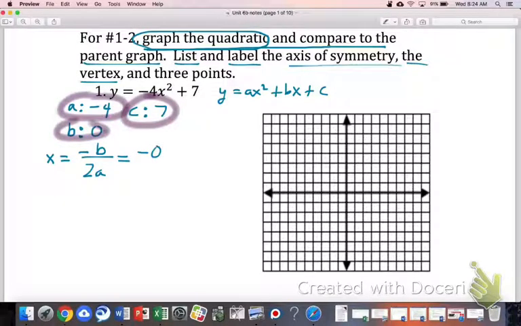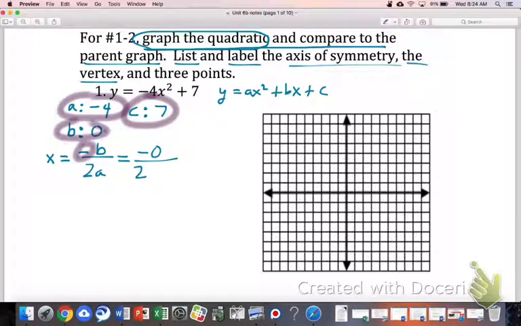Does that make sense? Wait, why is it a -0? Well, the formula is -b over 2a. And what's -0? It's just 0. So it's not really going to make much of a difference. Grace, if b was not 0, it would make a difference, right? Yeah. But here it's not going to make much of a difference. I just want to be consistent with what the formula says.